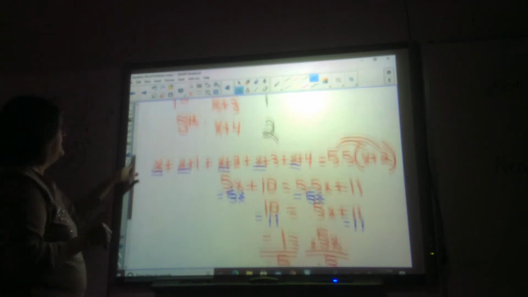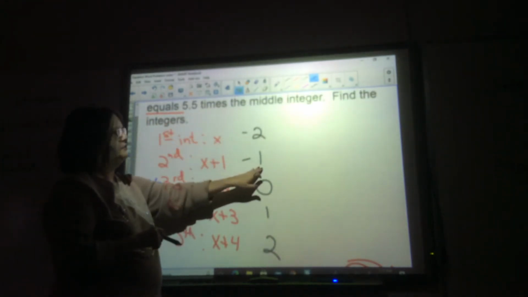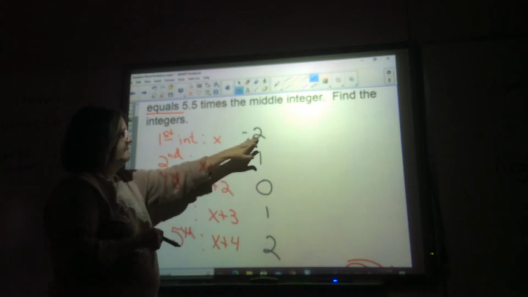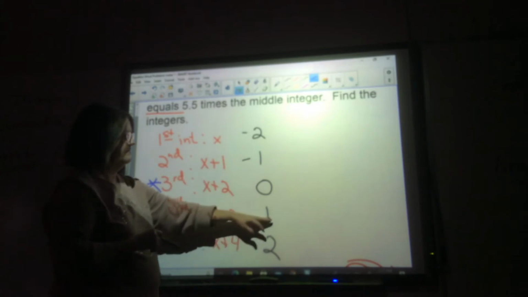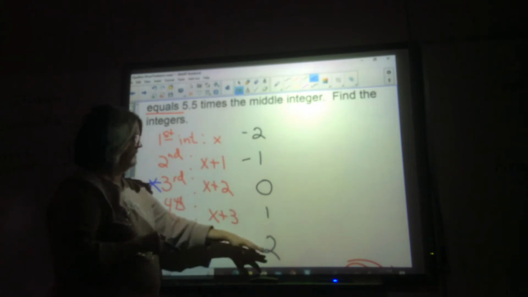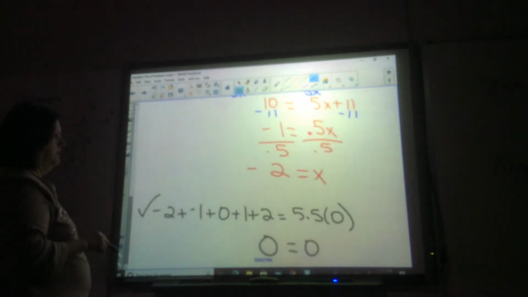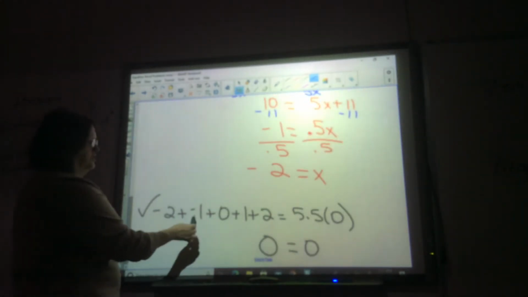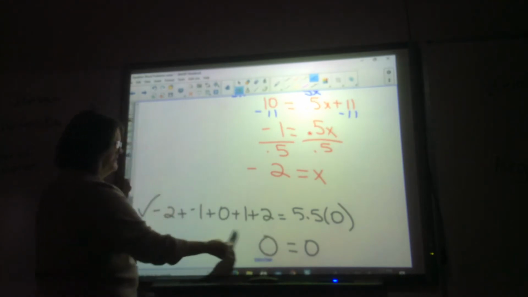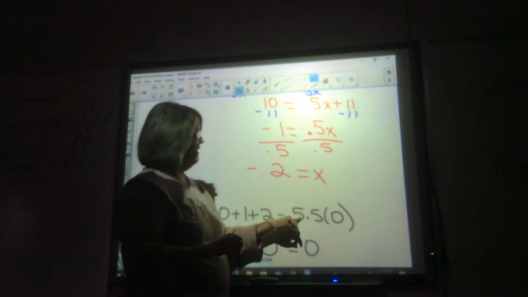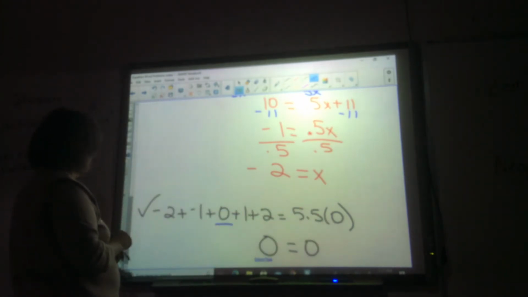So my first integer is negative 2. If I add 1 to that, my next integer is negative 1. Negative 2 plus 2 gives me 0. Negative 2 plus 3 gives me 1. And negative 2 plus 4 gives me 2. Now, to check this one, I add them all up: negative 2 plus negative 1 plus 0 plus 1 plus 2 ends up being 0. And does that equal 5.5 times the middle one? Well, the middle one is 0, so yes, it checks.